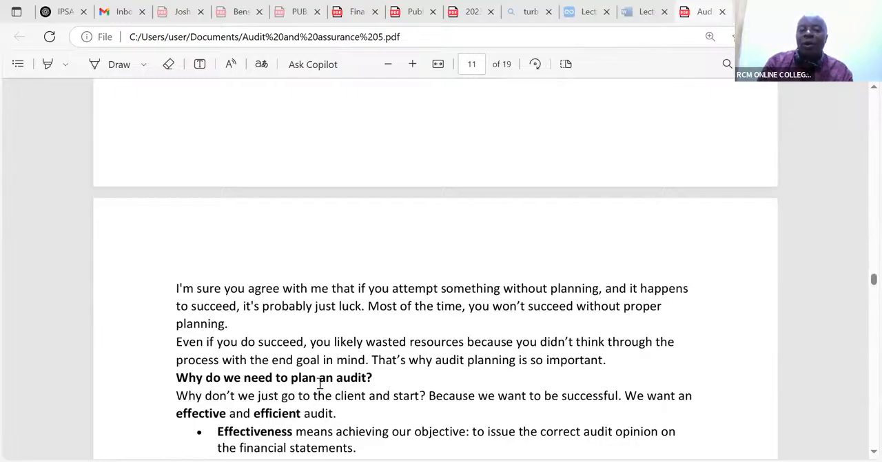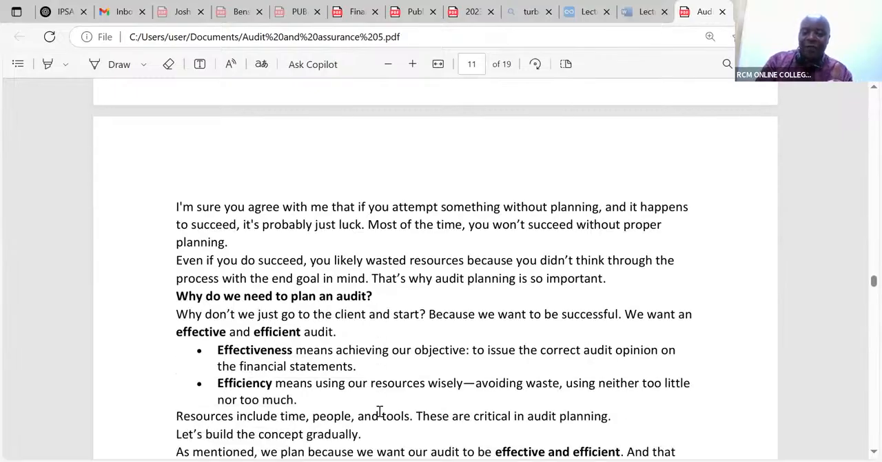Why do we need to plan an audit? Why don't we just go to the client and start? Because we want to be successful. We want an effective and an efficient audit. Effectiveness means achieving our objective to issue the correct audit opinion on the financial statements. Efficiency means using our resources wisely, avoiding wastage, using neither too little nor too much. Resources include the time to be spent, people, and tools. These are critical in audit planning.